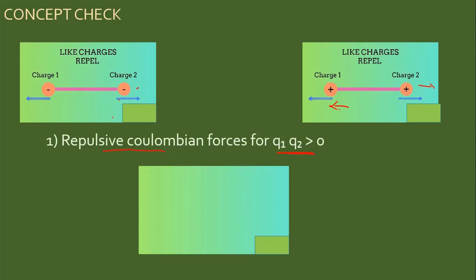Here, if we have two negative charges, this negative charge and this negative charge, negative into negative becomes positive again, that is, it will be greater than 0.